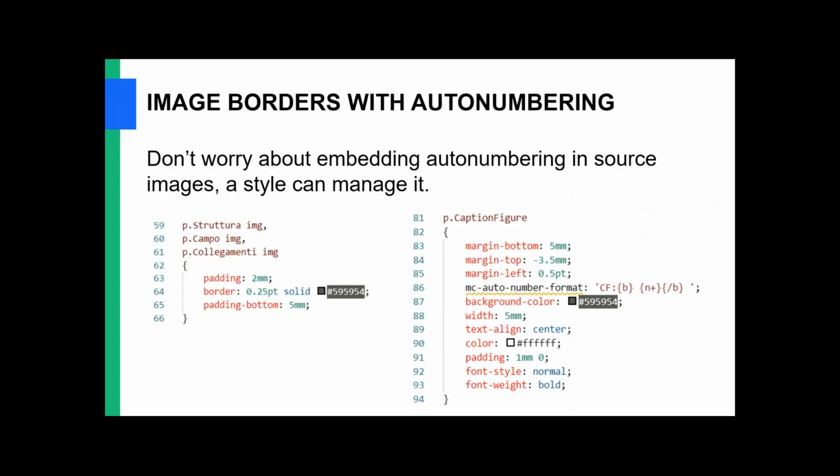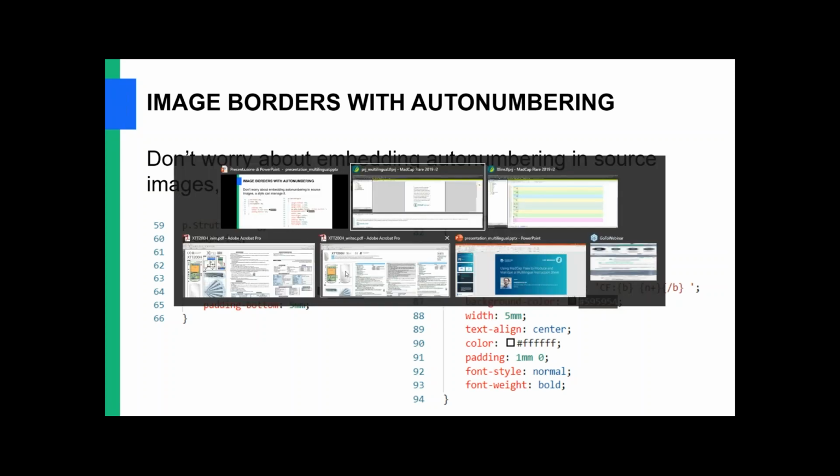The last thing I want to say about design is about auto-numbering. Obviously, don't worry about embedding numbering in source images. A style can manage it and it can look very good too. Here I want to give you something to play with. This is a view of the code to make image borders and auto-numbering. As you can see here, I show you the PDF.